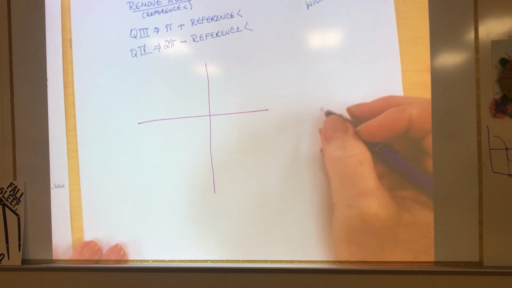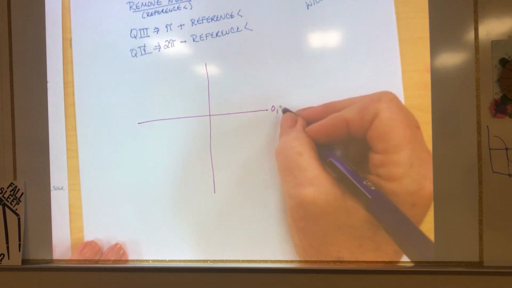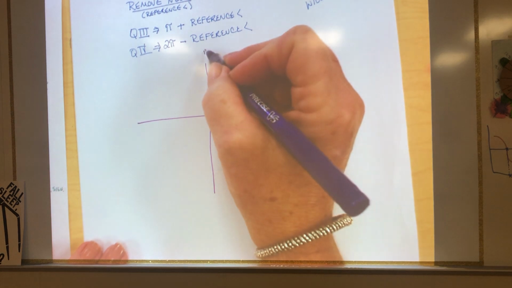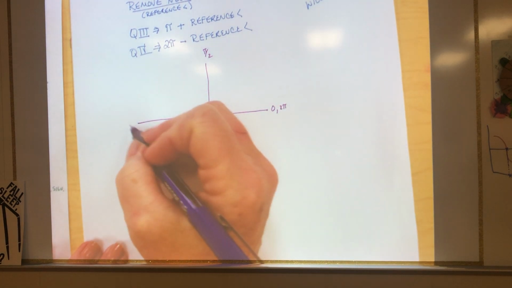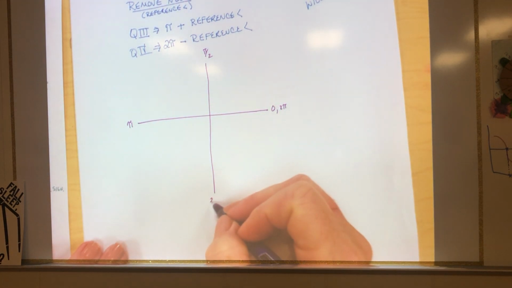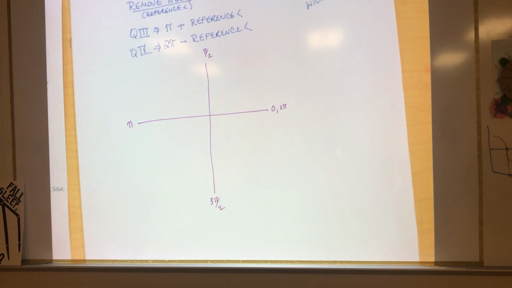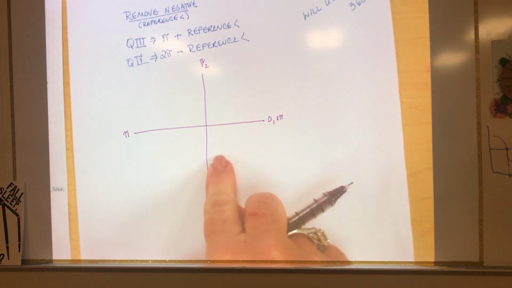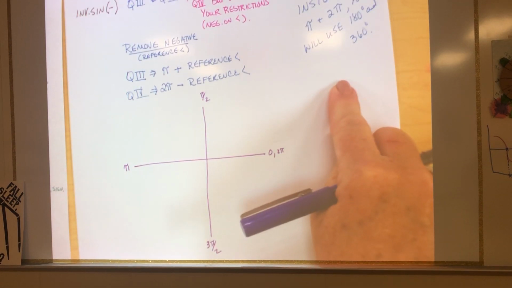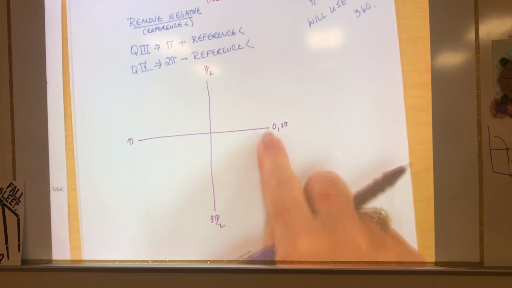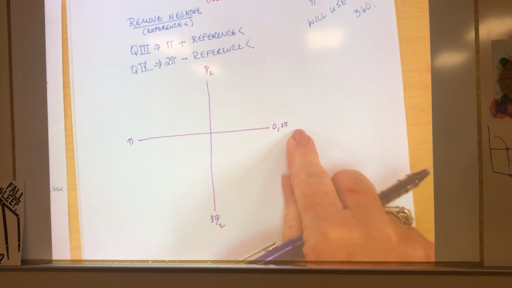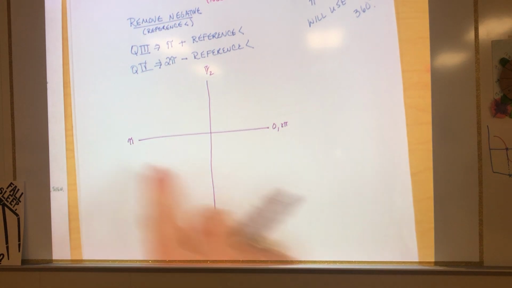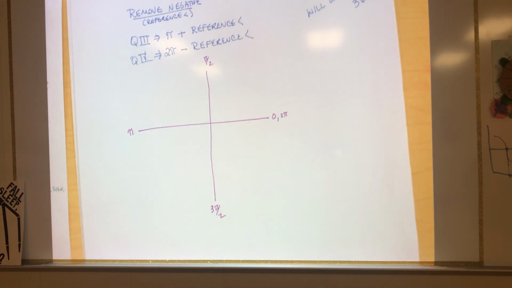Here's my coordinate plane. This is 0 and 2 pi. This is pi over 2, this is pi, and this is 3 pi over 2. Are you with me? Now look, I'm only going to do the pies, because if you can do the radians, you should be able to do the degrees. The only thing you're going to change is that instead of 0 and 2 pi, it's 0 and 360. And then this is 180. Now, which one of these do we not need?